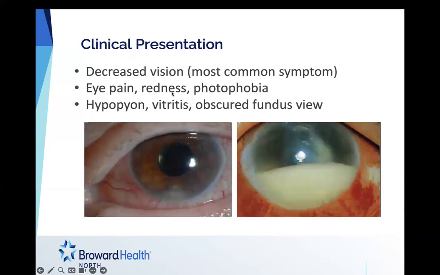So what do we see on clinical presentation? The most common symptom that patients complain about is decreased vision. That's going to be accompanied by eye pain, redness, and photophobia. And on physical exam, you're going to see something called a hypopyon, and that's this white structure. If you look at the images of the eye, it's a whitish structure that you see within the iris.